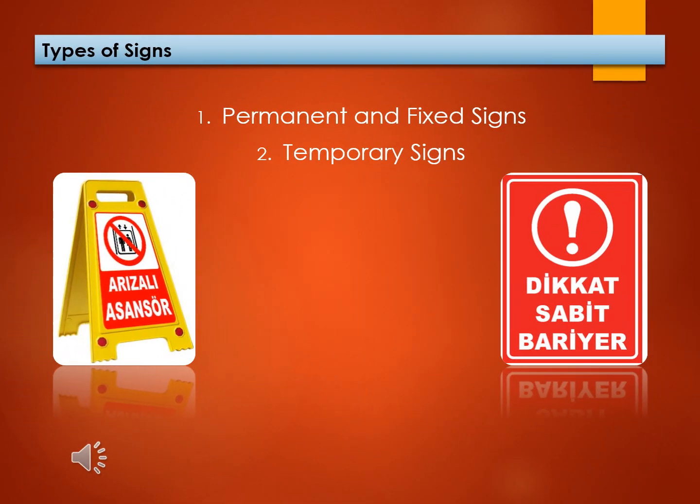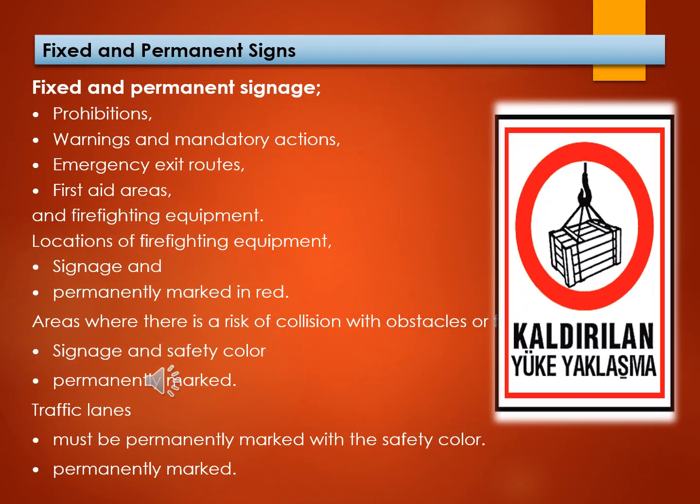There are two types of signs. First, permanent and fixed signs. Second, temporary signs. Fixed and permanent signage: prohibitions, warnings, and mandatory actions, emergency exit routes, first aid areas, and firefighting equipment. Locations of firefighting equipment must be permanently marked in red. Areas where there is a risk of collision with obstacles or falling must be permanently marked with signage and safety color. Traffic lanes must be permanently marked with the safety color.